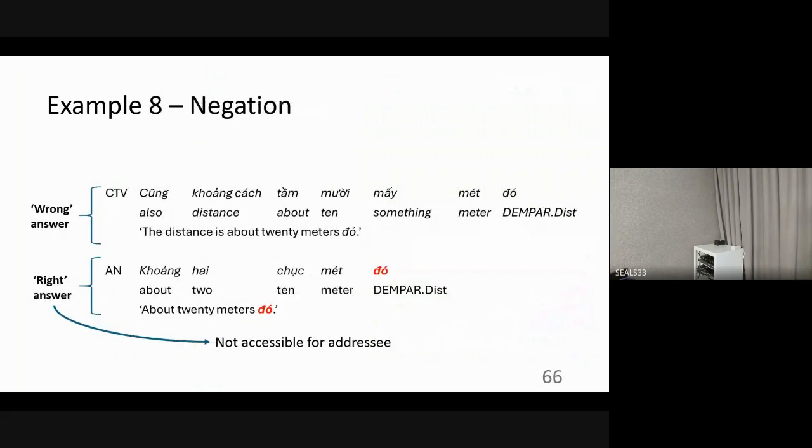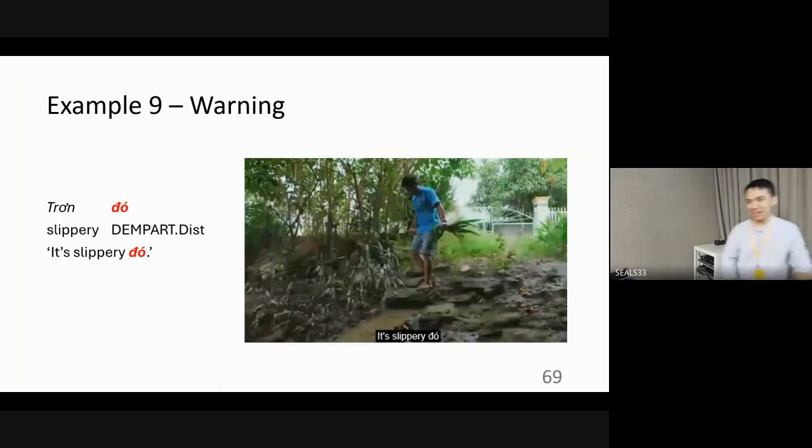And negation. Well, when we give the right answer, we think that this information is inaccessible to you, which is why I'm giving it to you. So again, inaccessible, about 20 meters, đó, distal. Next one, warning. Inaccessible because that person might not know about it. That's why he's walking very dangerously. It's slippery, đó.